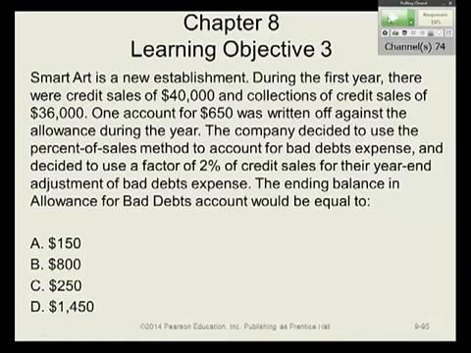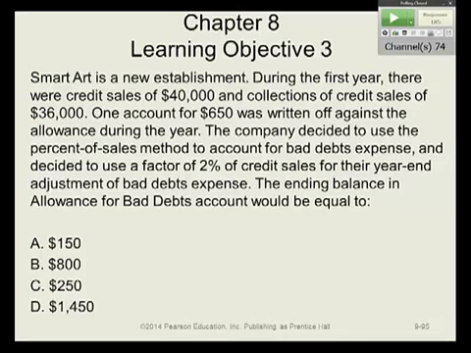Smart Art is a new establishment. That means it is a new company and has no beginning balances. That's what that's telling you. During the first year, they had credit sales of 40. They collected 36. One account for 650 was written off against the allowance.